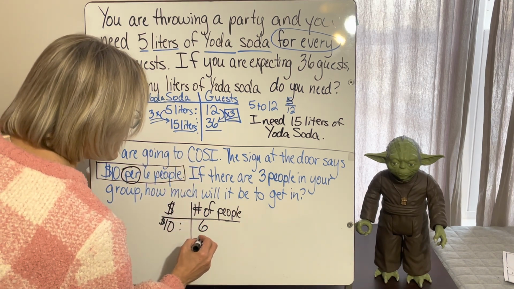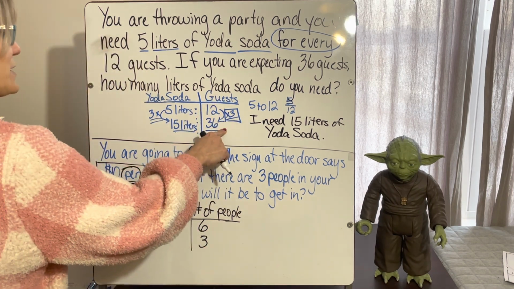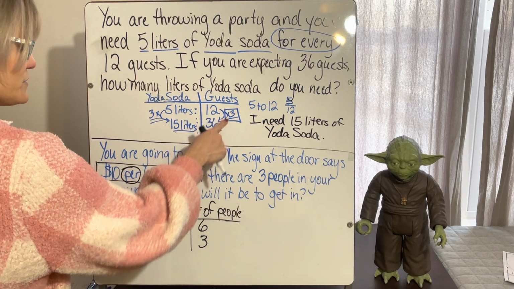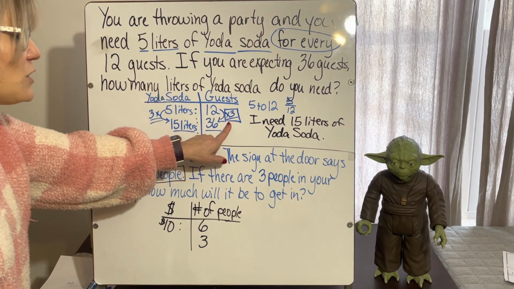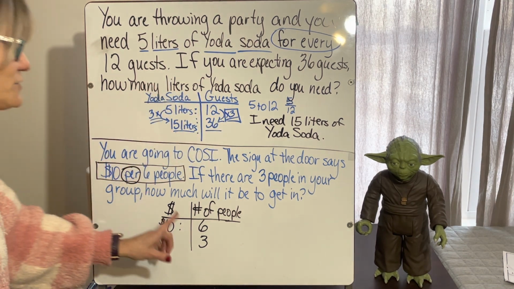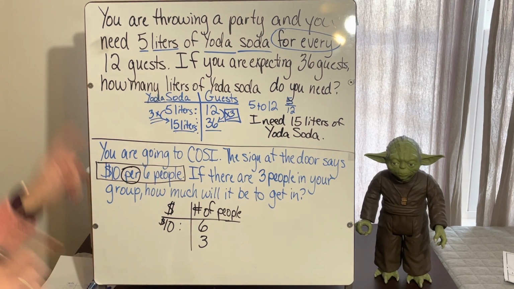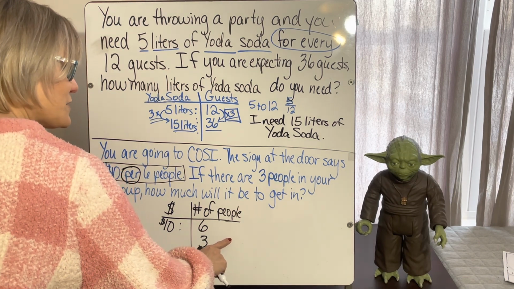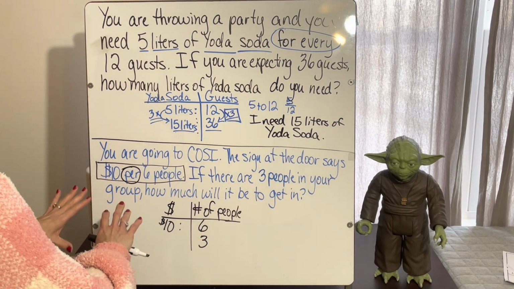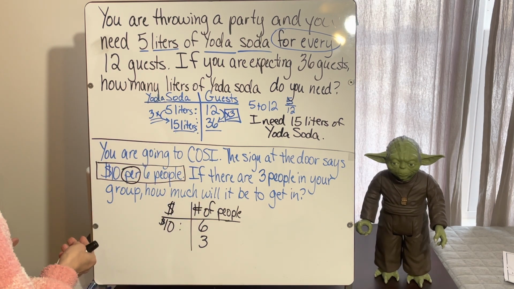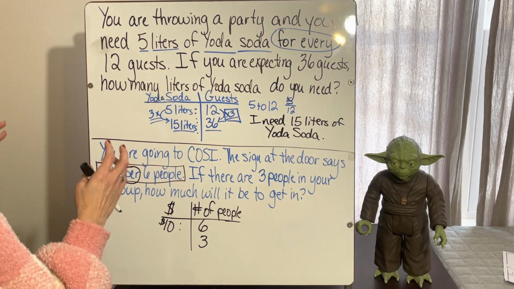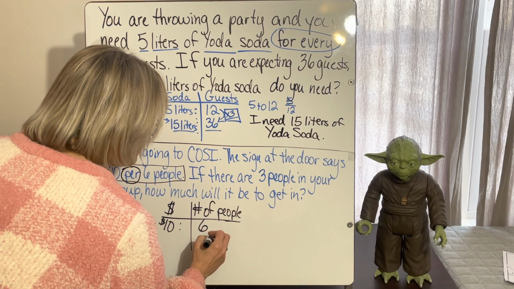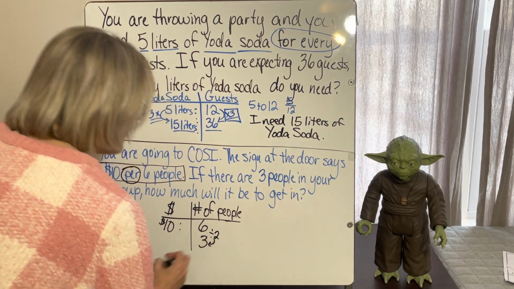Now what if I only have 3 people? Up here my number was getting bigger, so I knew I was going to multiply. Here my number is getting smaller. If I multiply when it's getting bigger, what do I do when it's getting smaller? If you said divide, you are absolutely correct. So 6 divided by something. When I take 6 and put it in groups, I have 3 in each group. Aha, that's 2 groups. So I divide by 2 to get the 3.